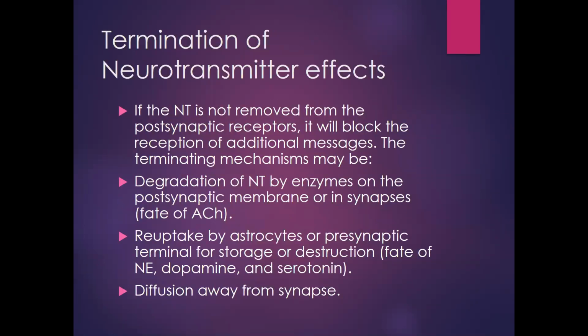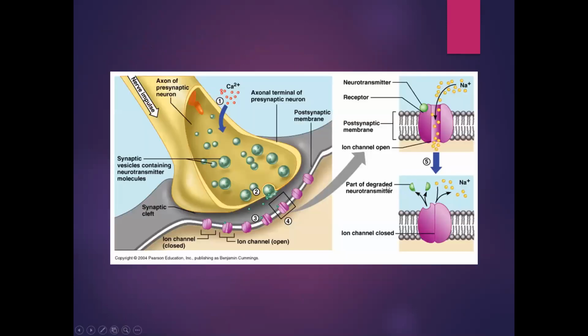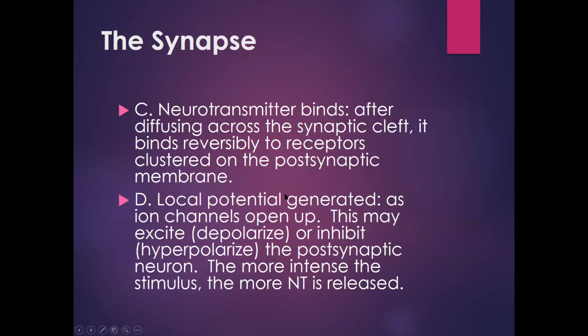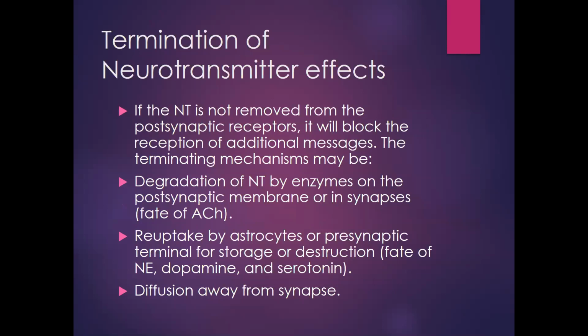If the neurotransmitter is not removed from the postsynaptic neuron or postsynaptic receptors, it'll block reception of additional messages. So there are three ways that we get rid of our neurotransmitter. The first one is to break up the neurotransmitter in the first place. That's what's happening here. We are degrading the neurotransmitter, which is the process that happens with acetylcholine. When a neuron is stimulating a muscle cell, the acetylcholine will be broken up by an enzyme on the postsynaptic membrane, next to where the chemically gated sodium channels are.